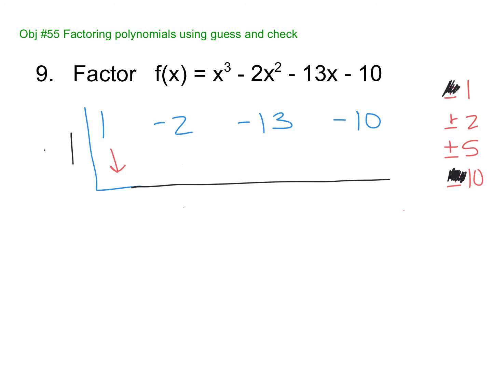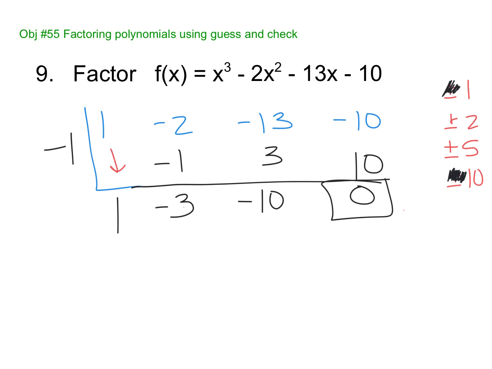All right, now I'm going to try negative 1. Let's see, we get negative 1, negative 3. Ooh, this looks good. Positive 3 gives me a negative 10. Positive 10, 0. So that negative 1 worked. So we got 1x squared minus 3x minus 10.